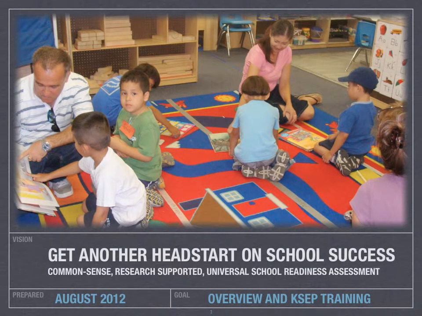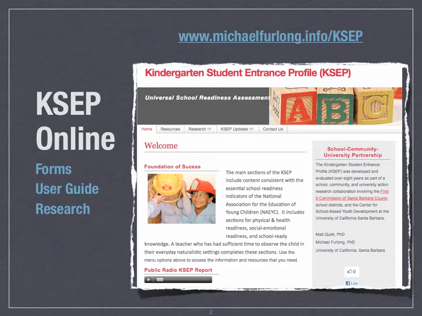Welcome. This video provides a description of the Kindergarten Student Entrance Profile, or KSEP, and an overview of the procedures to follow when using it to evaluate the school readiness of entering kindergarten students. You can download KSEP forms, the user guide, and review summaries of research validating its use as a universal school readiness screener.